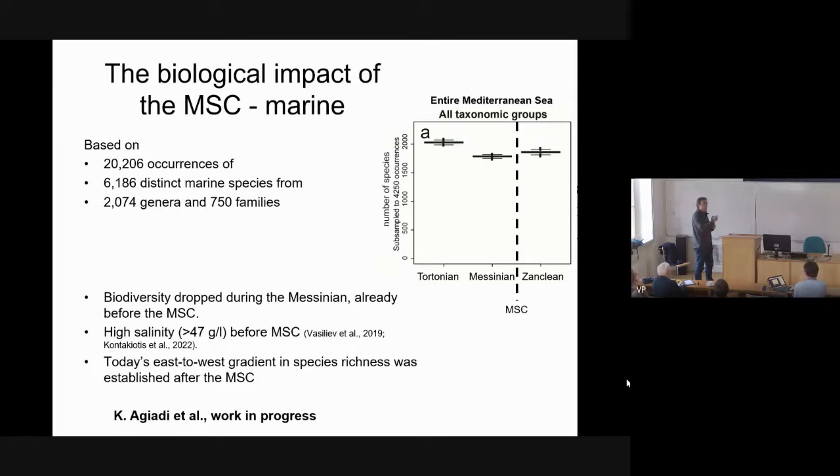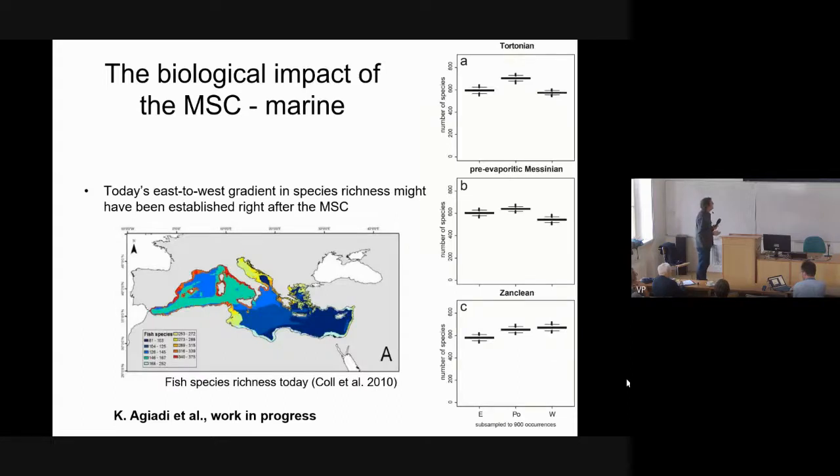and how soon this process of differentiation or the effects of increasing salinity started having an effect on life. And presumably the crisis is itself responsible for the present pattern of lateral, or east to west, gradient in species richness that you see today in the Mediterranean. This is a fact that has been recently recognized.